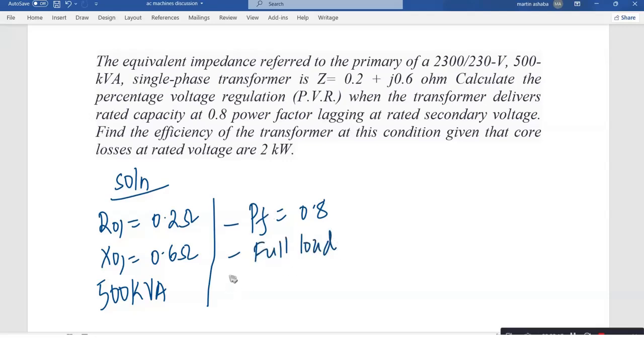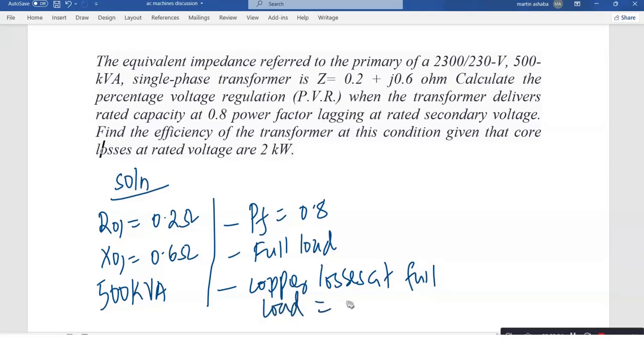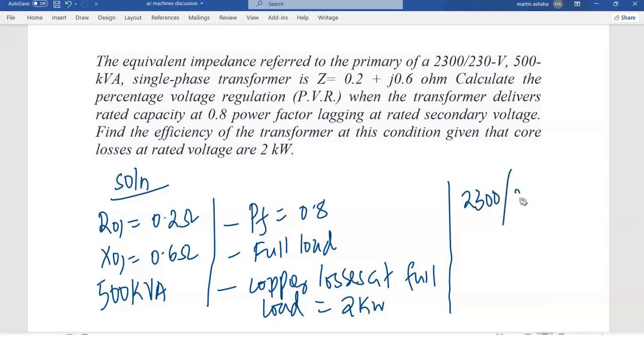Then also the copper losses, full load copper losses, at full load is equal to 2 kilowatts. What else? The primary to secondary voltage ratio is 2,300 volts and 230 volts. Now, what do we need to know to calculate the percentage voltage regulation?